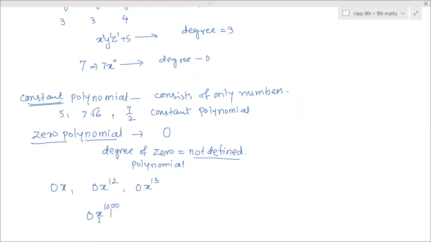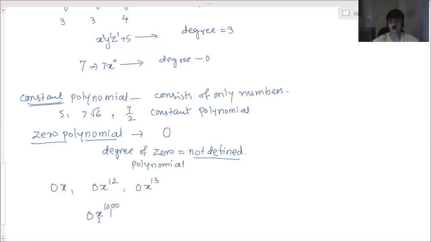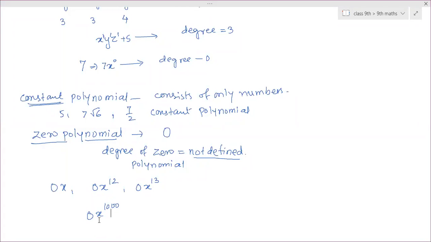Yes, ma'am, then what about 1? The degree of 1? 1 is a constant polynomial. So 1 into x to the power 0. It should always be x to the power 0. Then only you'll get the answer 1. So the degree is 0. Any constant number has degree 0. Clear? Constant polynomial and zero polynomial difference, is it clear to you people? Yes, ma'am.